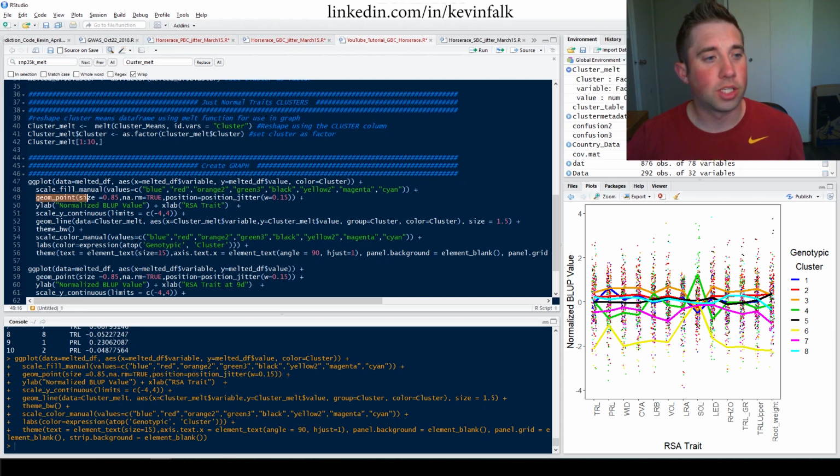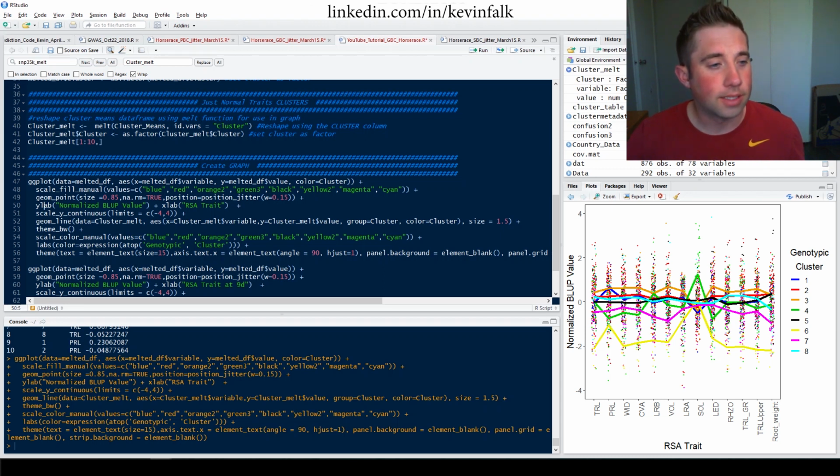And then the points, you can change the different color or different size of the points. You can change the jitter, so you can see that my points on the screen here actually take up a wider area. They're not all lined up one on top of each other. And then you can put the labels in, so normalized BLUP value on the y-axis, and then the x-axis RSA trait. And you can set a scale here, so I have -4 to 4.